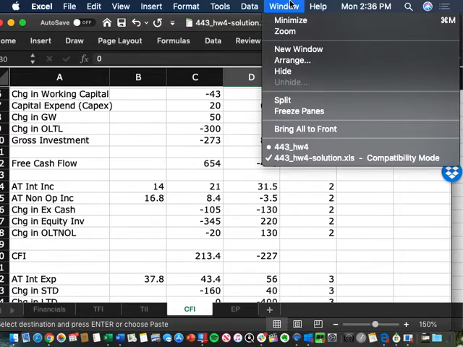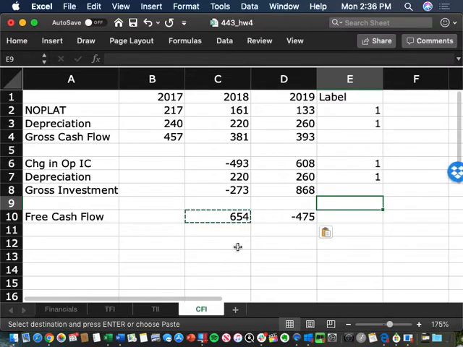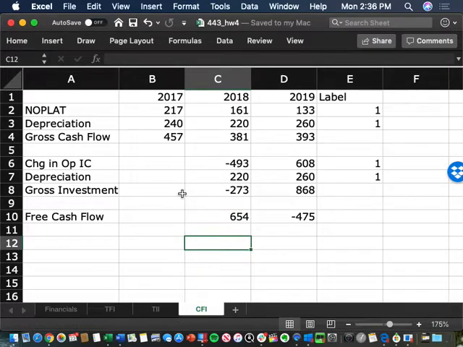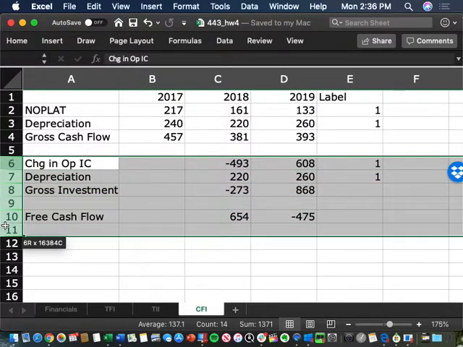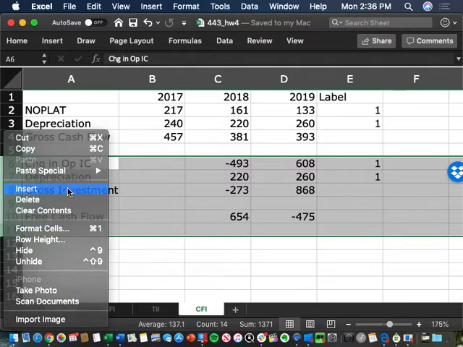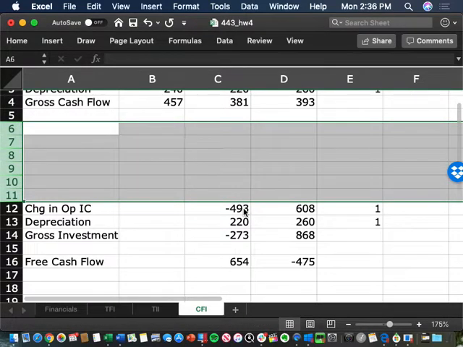All right. So back to this. Now, I'm going to break this down granularly. So I'm going to move this down because I told you we took a shortcut to get our change in operating invested capital.